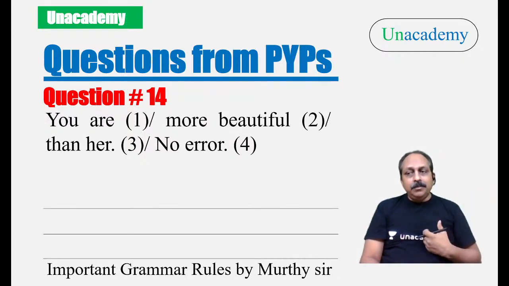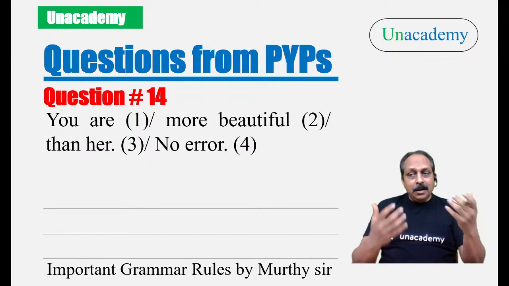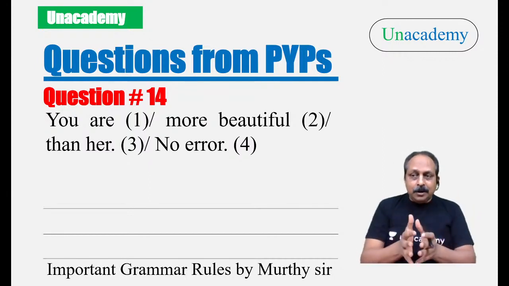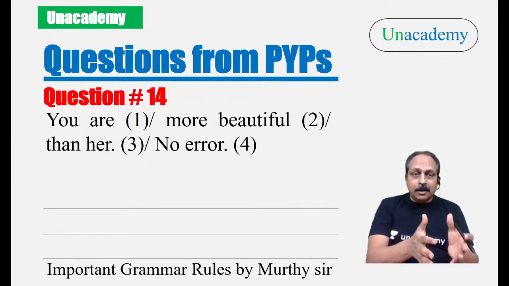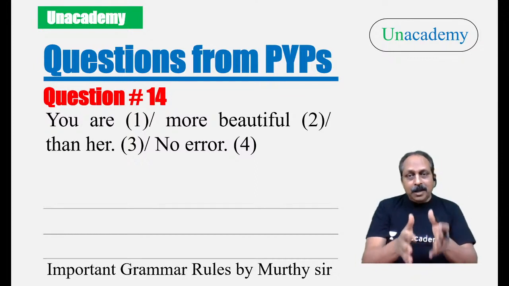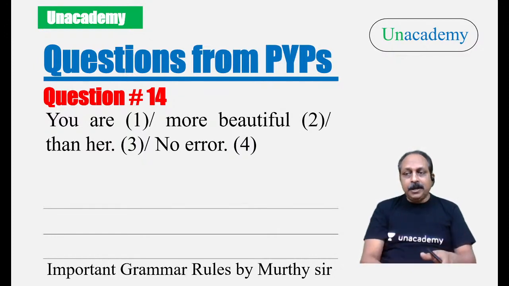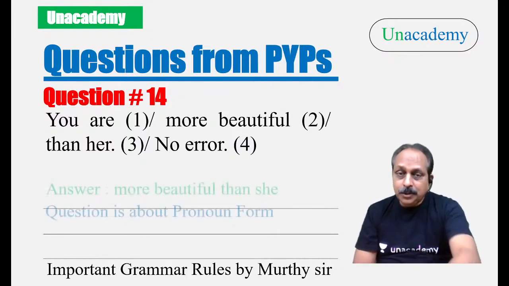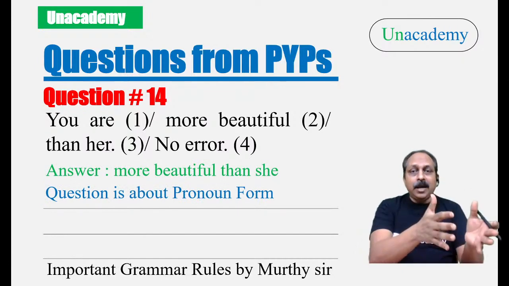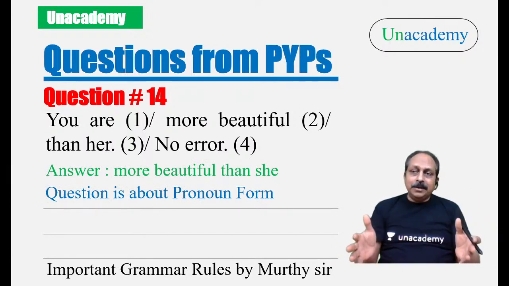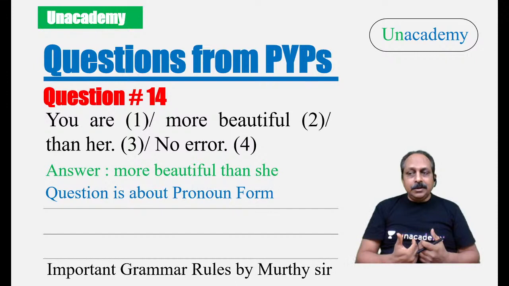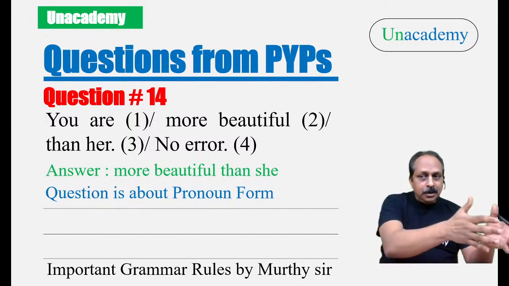A lot of people say, listen very carefully, "He is stronger than me." Not correct. He is stronger than I am. "Am" is understood: he is stronger than I. The same way, you are more beautiful than she, not her. Here we have to use a pronoun in the subject form, but here it is in the object form. I'm glad a lot of students have got it right. And outside, a lot of people say, he is stronger than me, she is more beautiful than her.